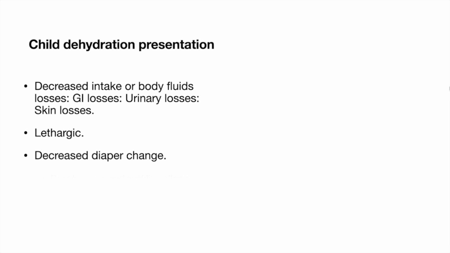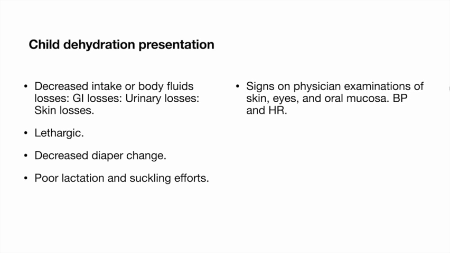and decreased activity. We have to inquire about diaper changes and if there is any decrease in the number of diapers being changed, and any poor suckling efforts or poor lactation. Pretty much non-specific in infants. Then we have to get into the physical examination and look into volume status assessment, skin turgor, and eye conditions. We have to look into the oral mucosa and check the blood pressure and heart rate, as well as the temperature.